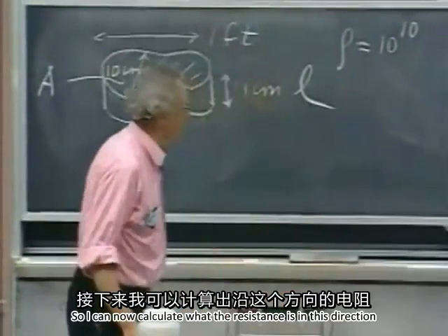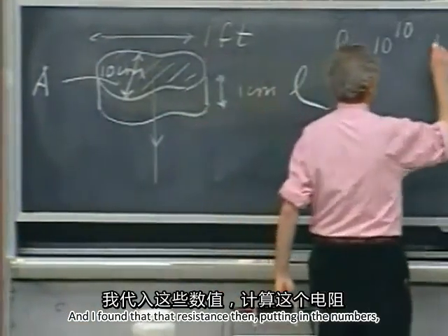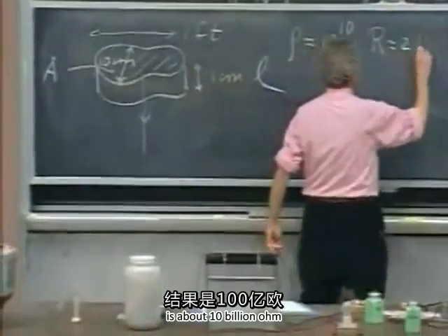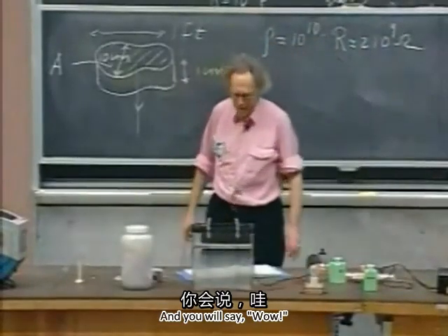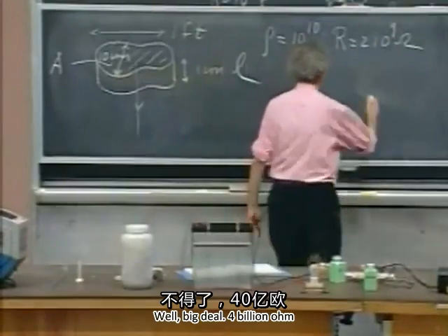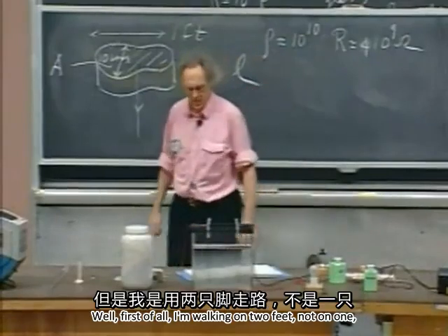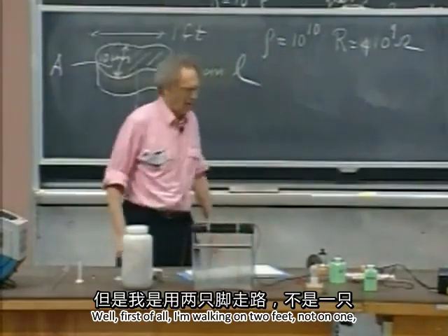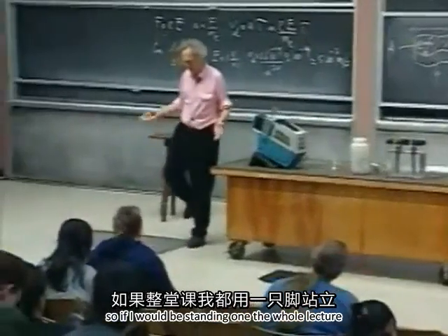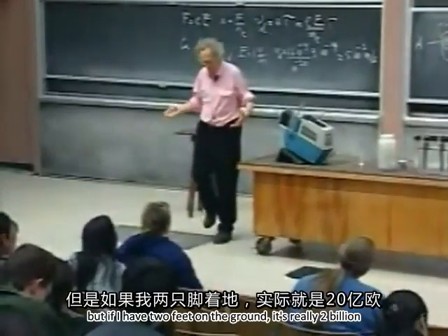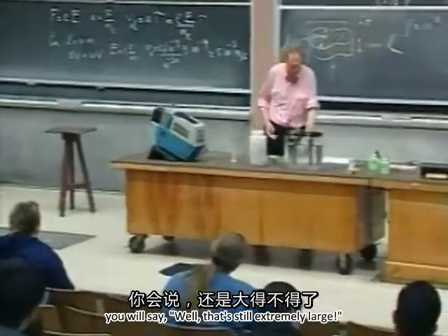So I can now calculate what the resistance is in this direction. And I found that that resistance, putting in the numbers, is about 10 billion ohm. So you will say, wow. Oh, it's 4 actually. Well, big deal. 4 billion ohm. So you will say, that's an enormous resistance. Well, first of all, I'm walking on 2 feet, not on 1. So if I would be standing on one foot the whole lecture, it would probably be 4 billion. But if I have 2 feet on the ground, it's really 2 billion. You will say, well, that's still extremely large.